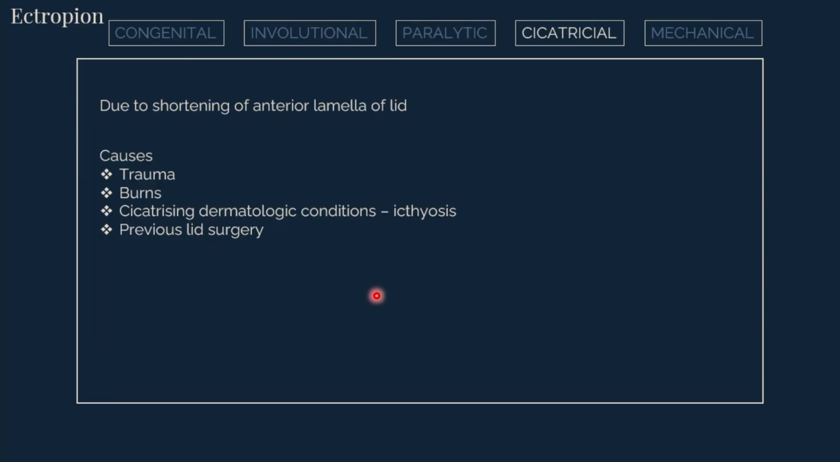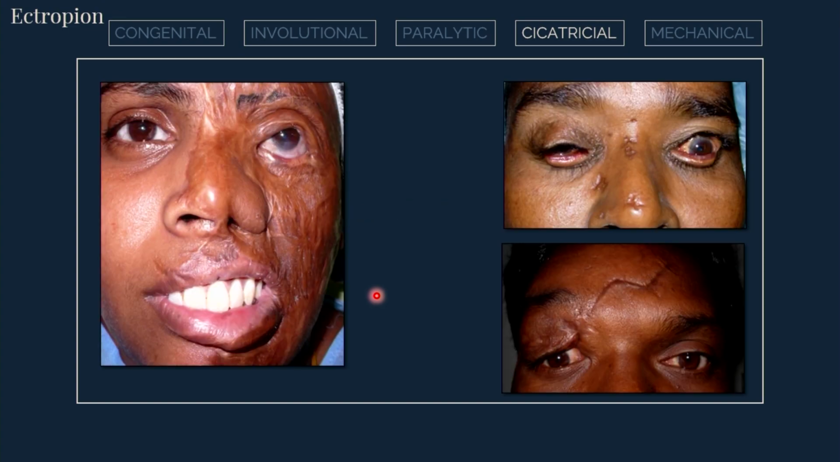Next, we move on to cicatricial type of ectropion. While cicatricial entropion was shortening of the posterior lamella, this is going to be shortening of the anterior lamella caused by trauma, burns, ichthyosis like we've seen in the congenital variety, and any previous lid surgery. So these are cases of cicatricial ectropion. This one is caused by chemical burns, while these two are caused by trauma.